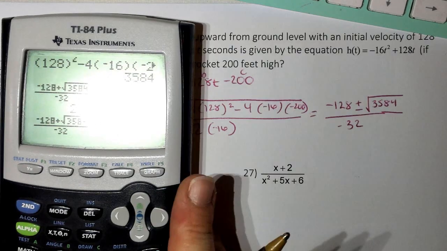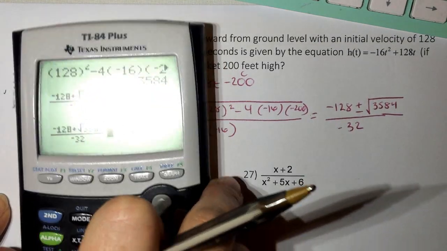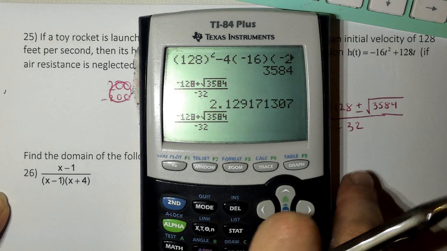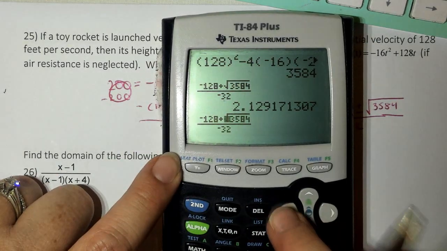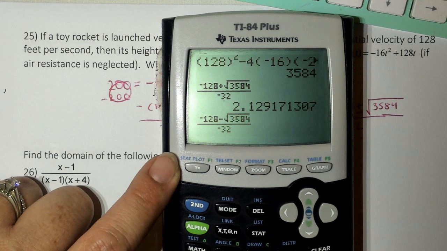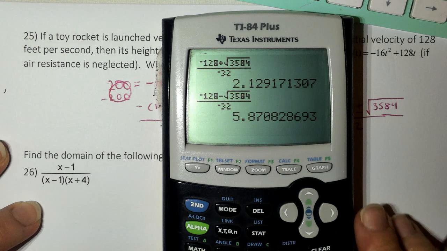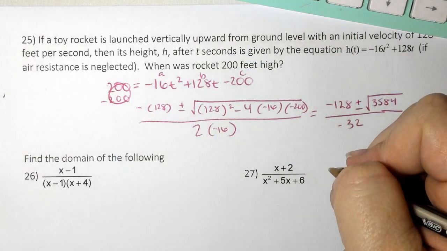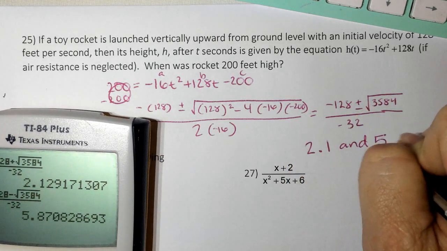And it doesn't tell me what to round it to, so I'm just going to round to the nearest tenth. I hope you can see what I did. You can hit second enter and it'll type it again for you, and you can go to the plus sign and put a minus sign. So we have 2.1 seconds and 5.9 seconds, because it's t in seconds. 2.1 and 5.9.